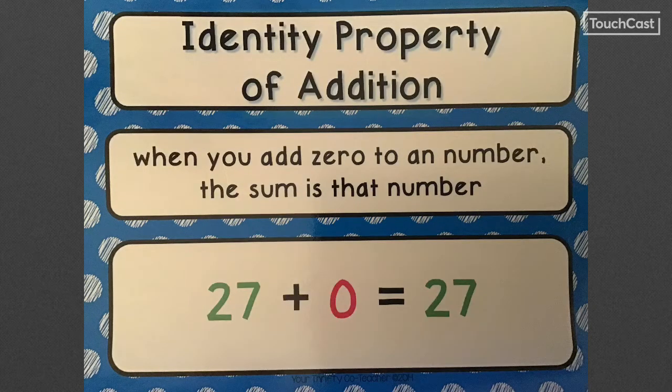Now the identity property of addition is a little bit different from the identity property of multiplication. So let's talk about the difference. The identity property is all about getting the original number. So if we're going to be adding, we're going to want to add a 0 to our original number, so that way the sum stays the same. In this example, 27 plus 0 equals 27.